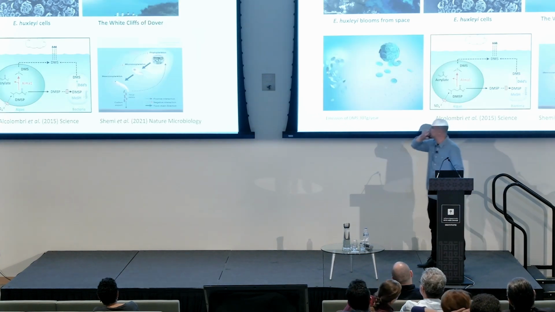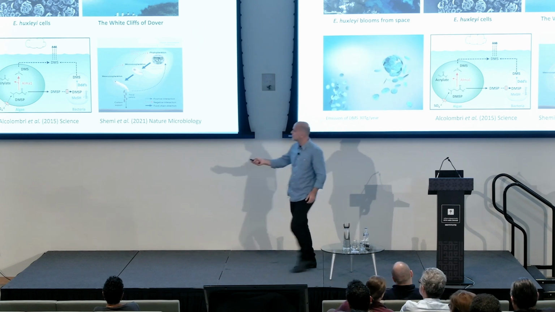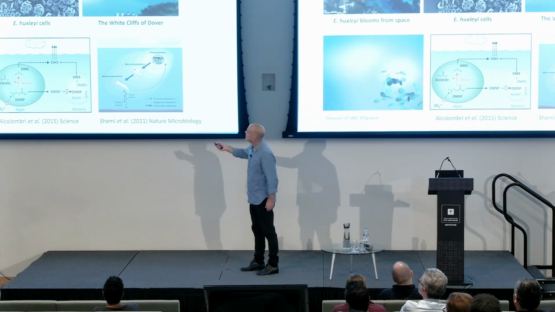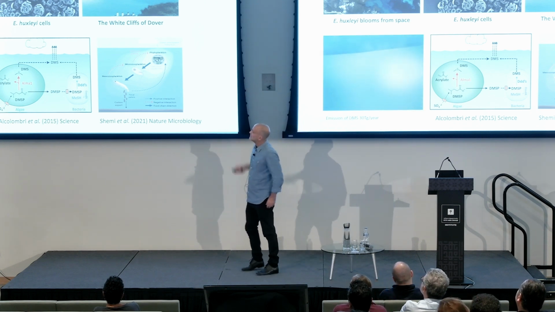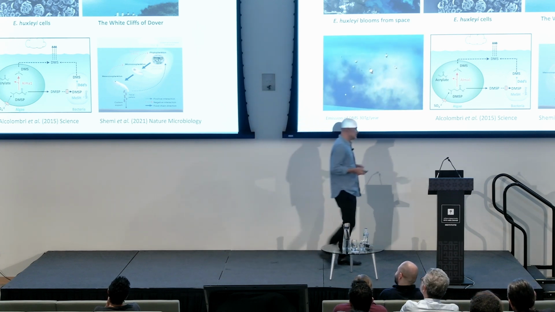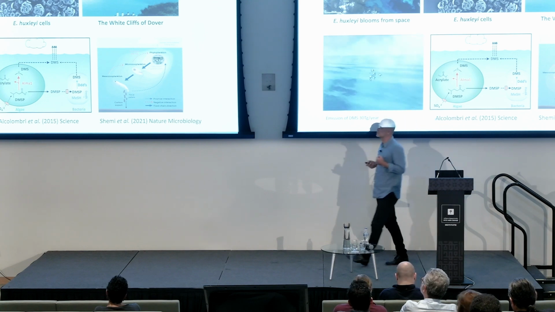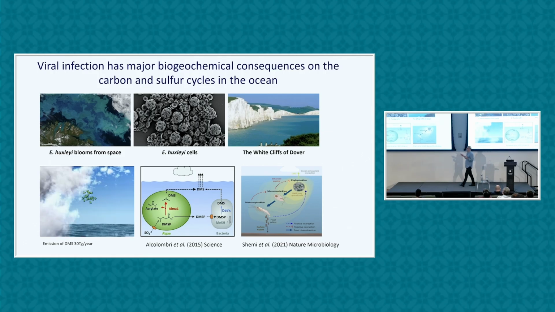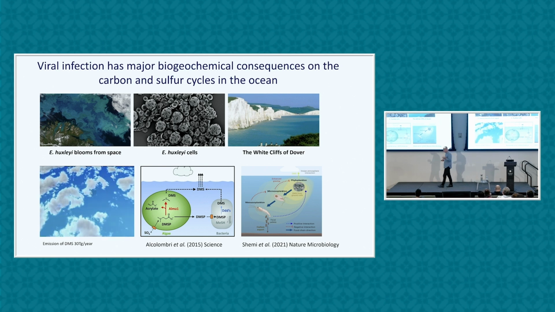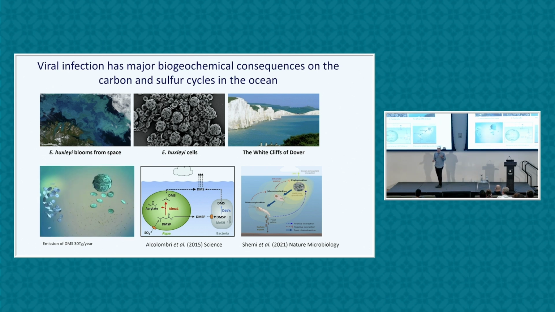Another major ecological and biogeochemical consequence of the infection is not only on the carbon cycle. You see here the famous Cliffs of Dover in England. That's a geological relic of this bloom demise over geological timescales because of this exoskeleton calcium carbonate shell. They're also hugely important for the sulfur cycle.